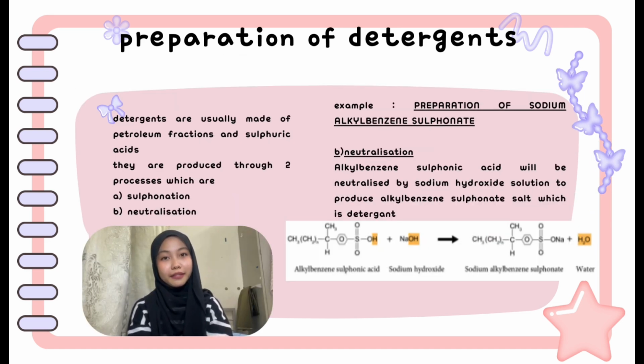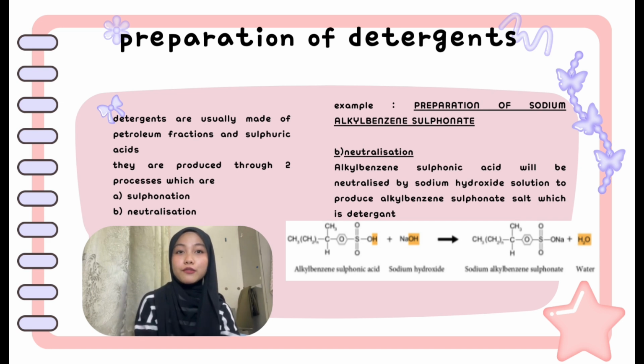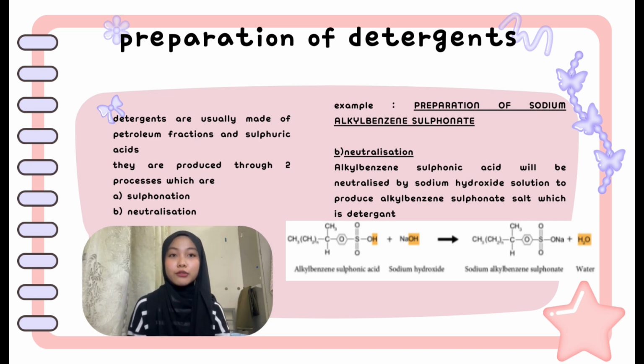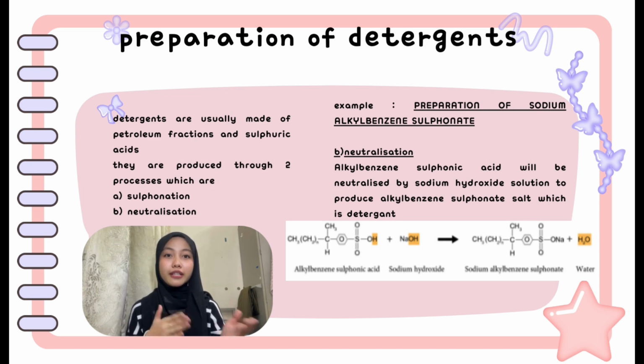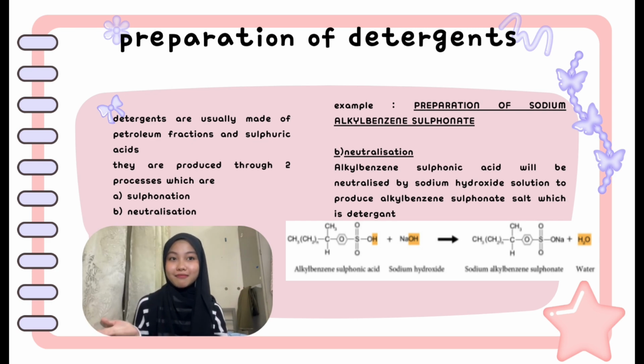The next example is the preparation of sodium alkyl benzene sulfonate through neutralization. Alkyl benzene sulfonic acid will be neutralized by sodium hydroxide solution to produce alkyl benzene sulfonate salt, which is detergent.